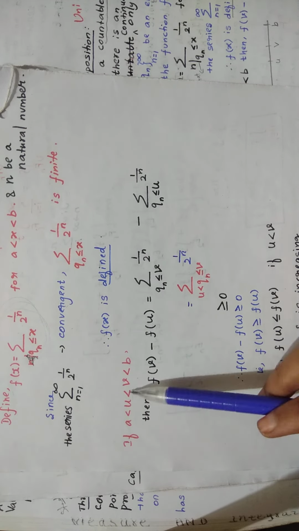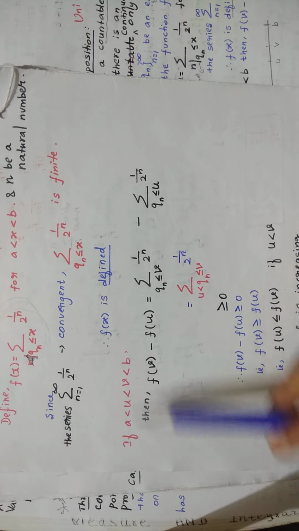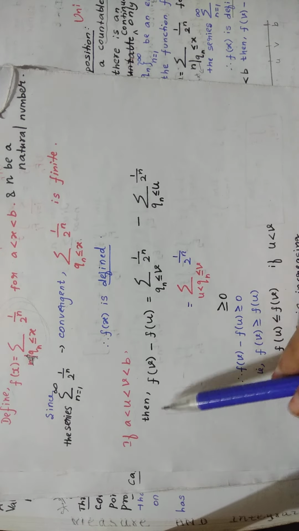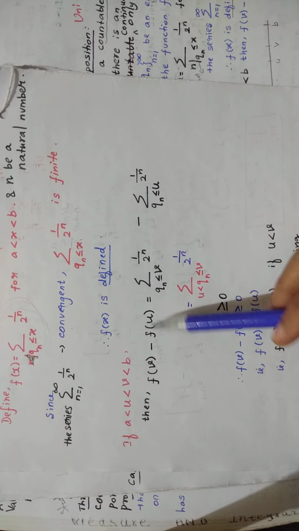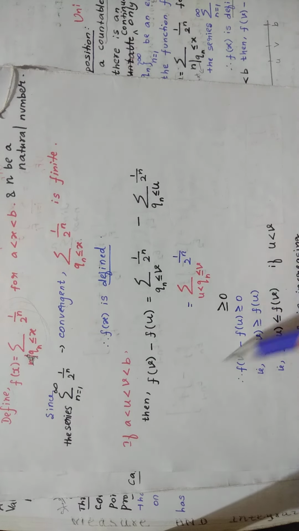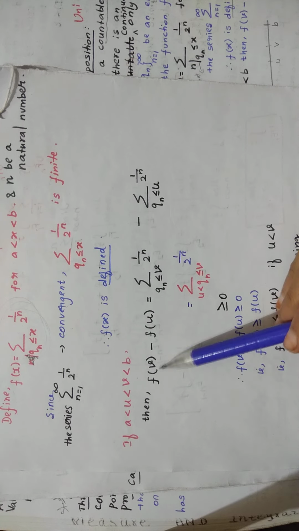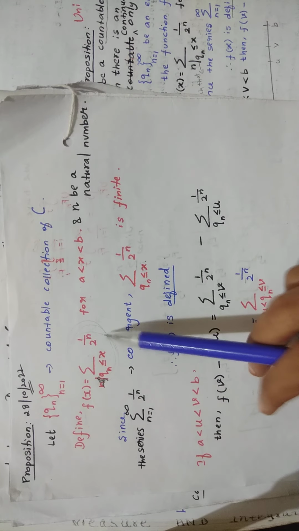These are the 2 points present inside this interval a comma b. Now you are finding f of v minus f of u. Why are you finding all these things? To say f is increasing. So f of v minus f of u is equal to, if f of x means, you will write in this format.